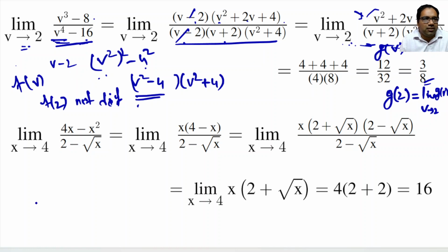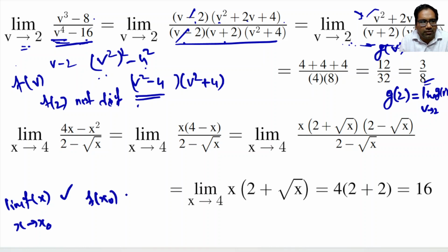Please note the difference. For the function, let's say f of x, when x tends to x naught, if there is a limit, it can be defined. But f of x naught need not be defined. Okay, this need not be defined. For example, here the limit as v tends to 2 of f of v is defined, but f of 2 is not defined. But the limit is defined. Okay, in all these cases.